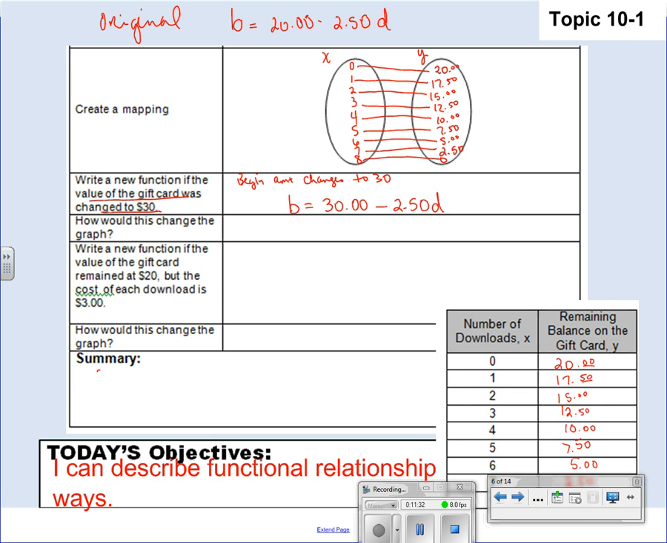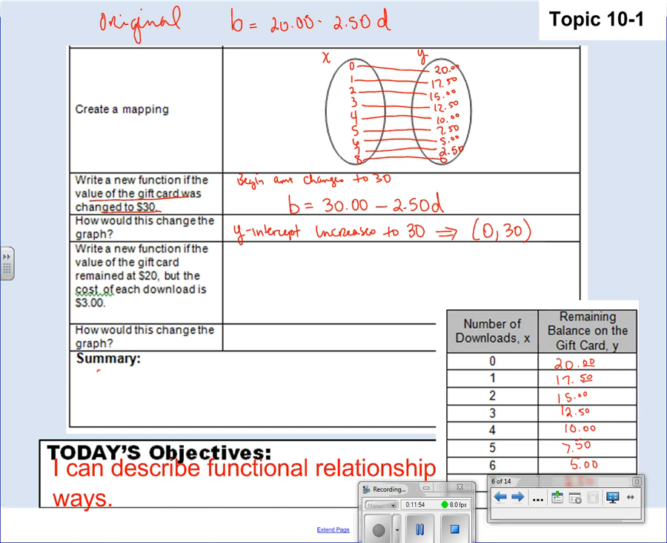Our next question asks, how would this change the graph? Well, it's changing our beginning amount, or it's changing our y-intercept. So our y-intercept increases to 30. That now means our y-intercept can be written as (0, 30).